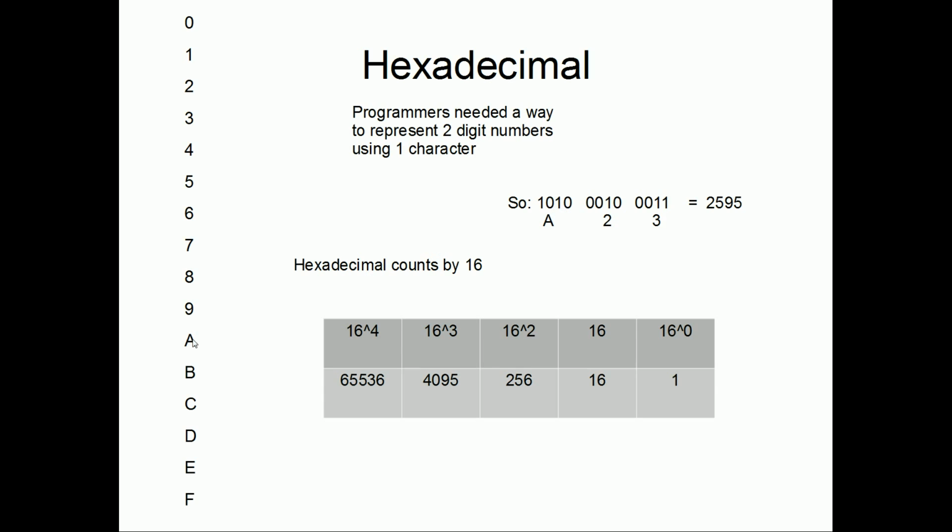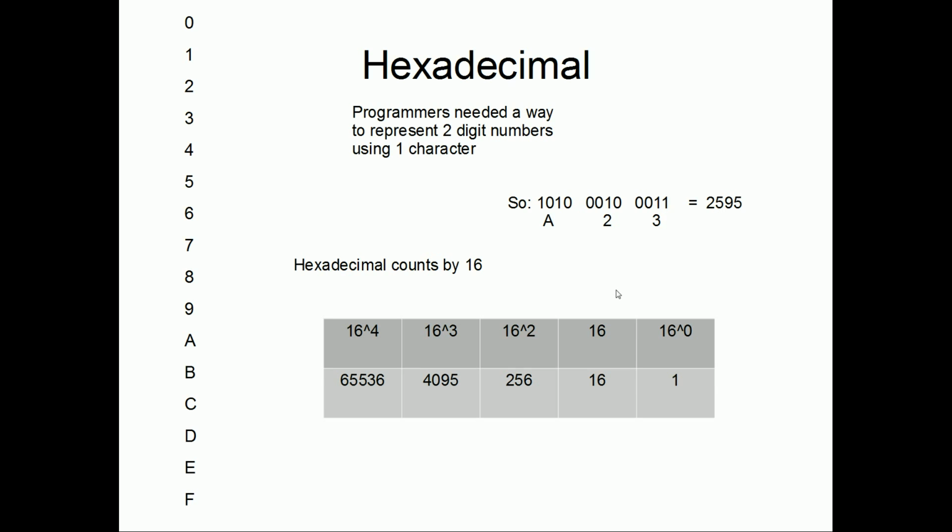Now remember, A is 10, B is 11, C is 12, D is 13, E is 14, and F is 15. So essentially what we've done is just taken those numbers that we'd have in decimal, and we just moved them to letters. So we have A23 in hex is equal to 2,595.